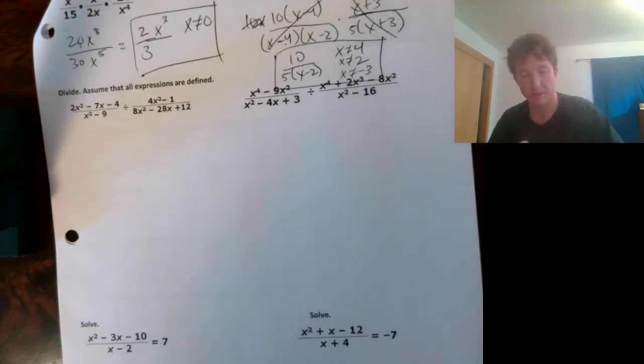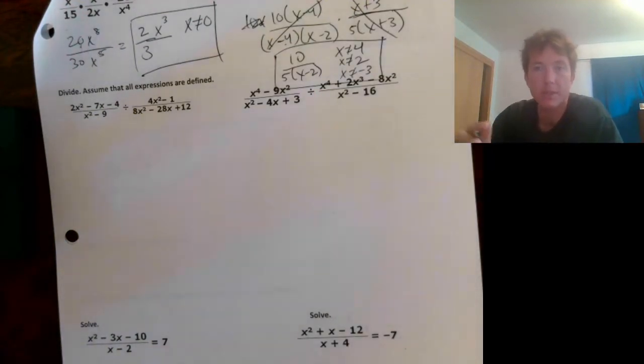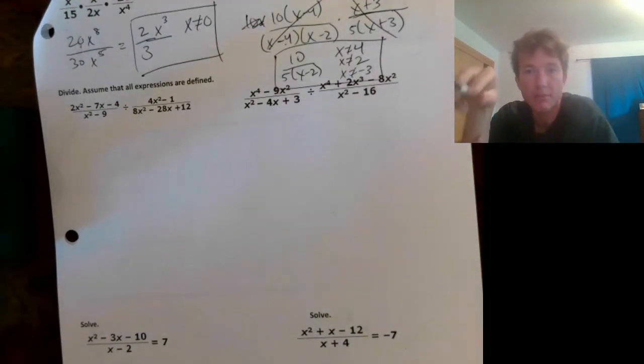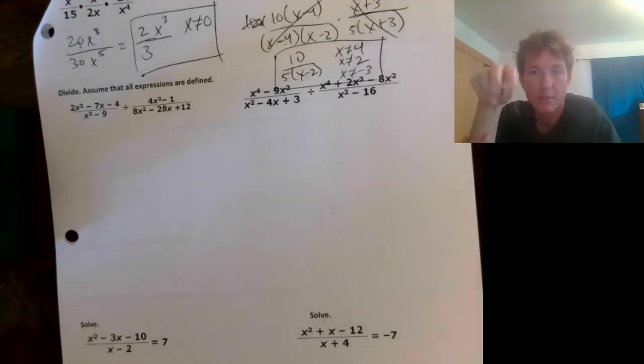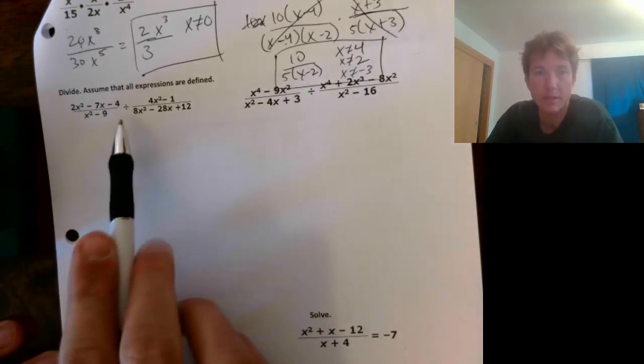Alright, last one is division. So I don't know if you guys remember about dividing fractions. What you want to do is multiply by the reciprocal. It makes it a whole lot easier. So look at the second term here. We're just going to flip this upside down and then multiply it.